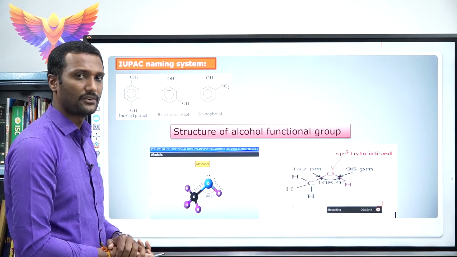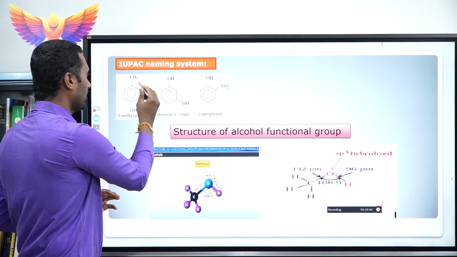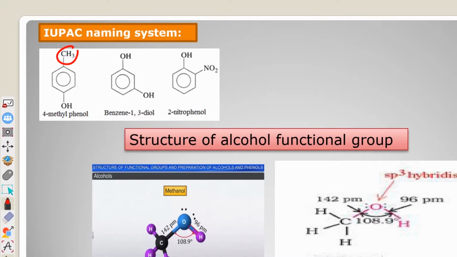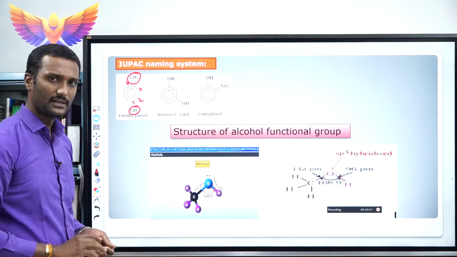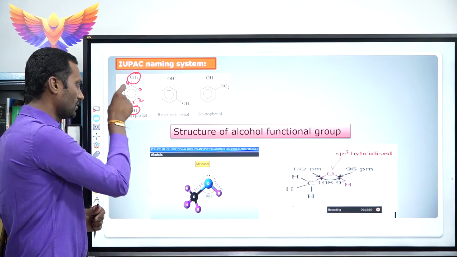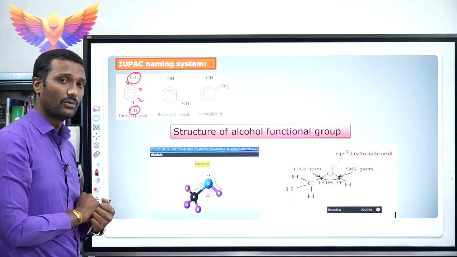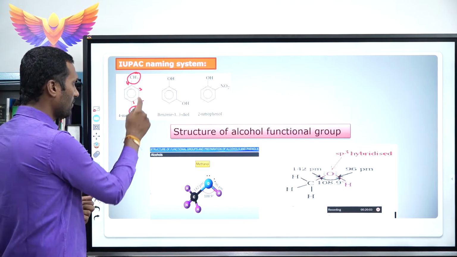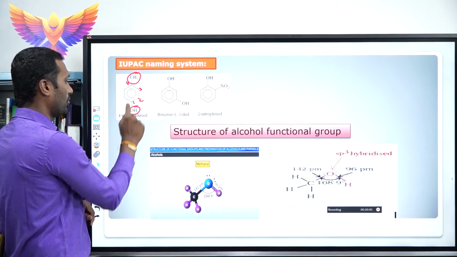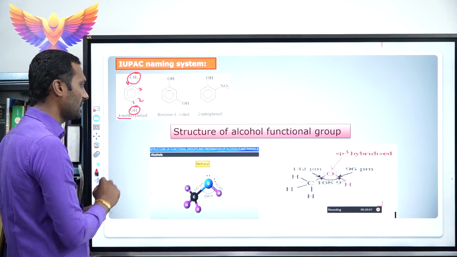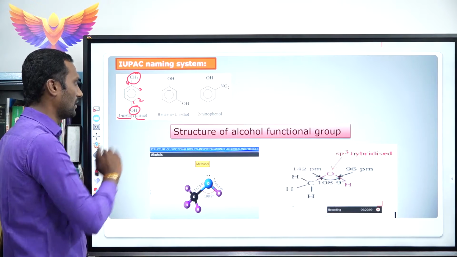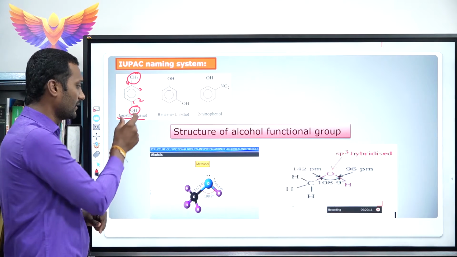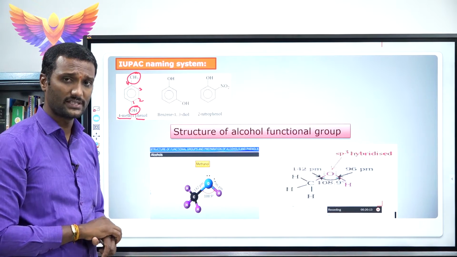Yes students, the next one is IUPAC naming. Some examples I have taken from the alcohols. You can observe there is a methyl group and there is an OH group. For numbering, we start from this end: 1, 2, 3, 4, because we give functional group preference over the methyl group. Now what is the IUPAC name? In the 4 position there is a methyl group, and this is called a phenol. The CH3 group is not there, the OH group is attached directly, hence it's called a phenol.